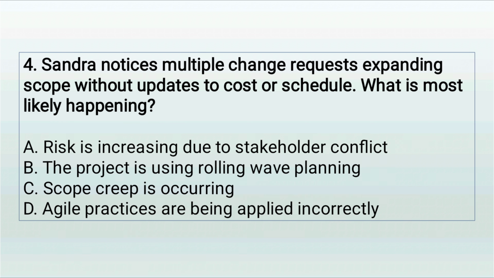Question 4. Sandra notices multiple change requests expanding scope without updates to cost or schedule. What is most likely happening? A. Risk is increasing due to stakeholder conflict. B. The project is using rolling wave planning. C. Scope creep is occurring. D. Agile practices are being applied incorrectly.